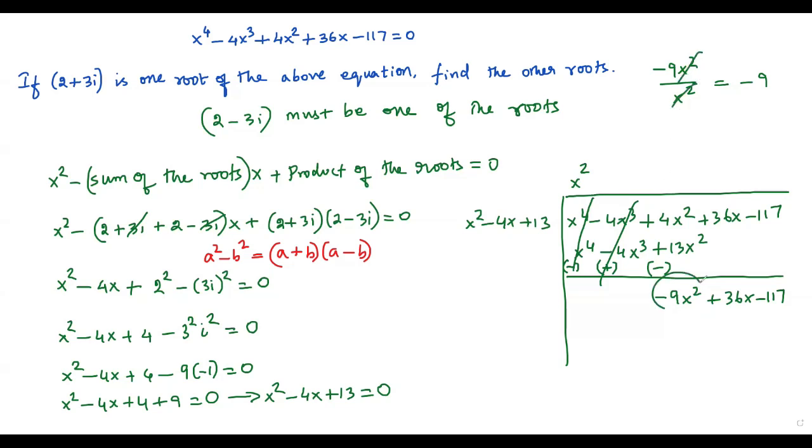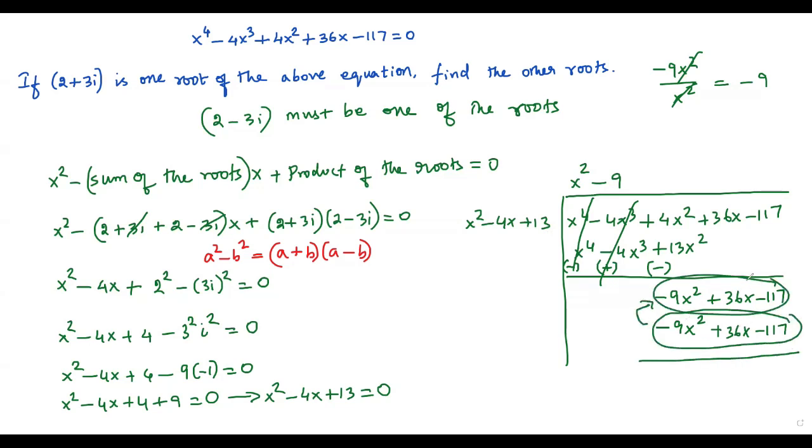So when I divide negative 9x square by x square, I'm just getting negative 9. So I can write this negative 9 over here. Now I have to multiply this divisor by this negative 9. When I multiply x square by negative 9, I'm getting negative 9x square. When I multiply negative 4x by negative 9, I'm getting positive 36x. When I multiply positive 13 and negative 9, I'm getting negative 117. Okay, now again, I have to subtract the expression at the bottom from the expression at the top.